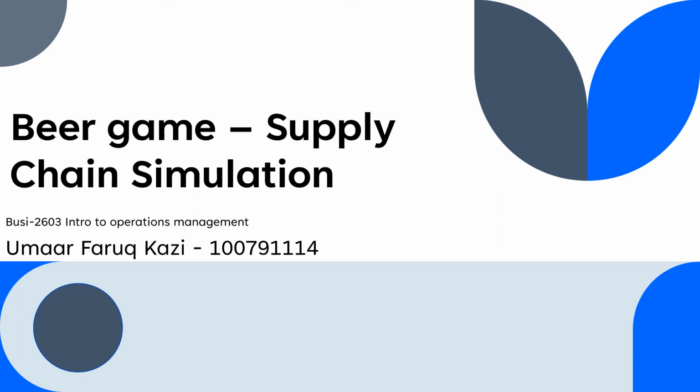Hi, my name is Omar Farouk Kazi, and today I will be talking about the beer game supply chain simulation that we were given by Professor Karthik. In this simulation, we played the role of the retailer in the supply chain. The overall goal was to keep costs low and to understand the main factors that contribute to the bullwhip effect in a supply chain.